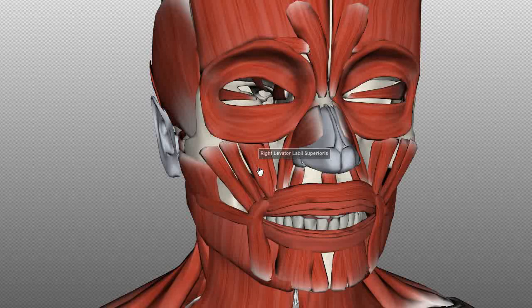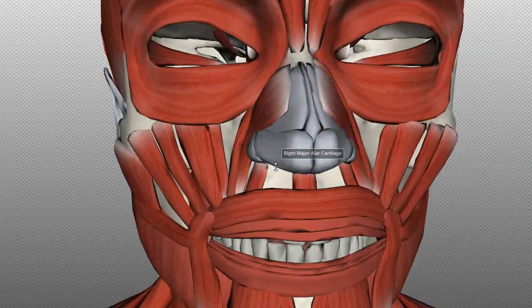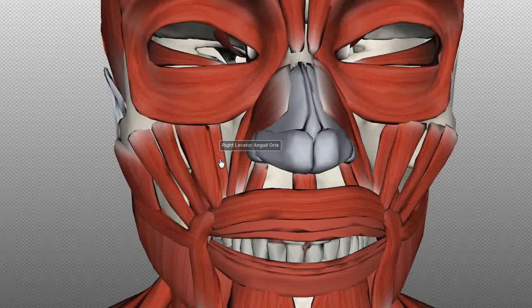And if we just look a bit closer, we can see the muscle that lies underneath it. So this is the levator anguli oris. Remember, oris, orifice, that refers to the mouth. Anguli means corner in Latin, so it's the lifter of the corner of the mouth. So it raises the corner of the mouth.